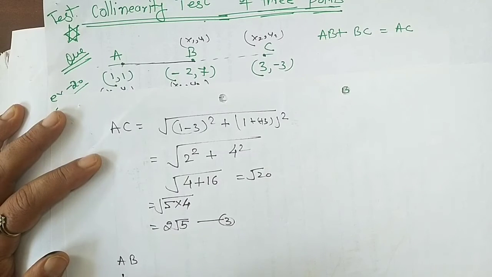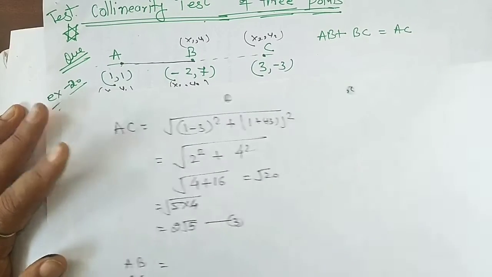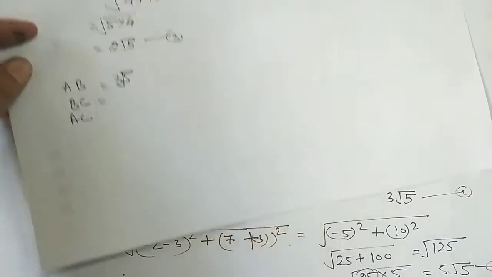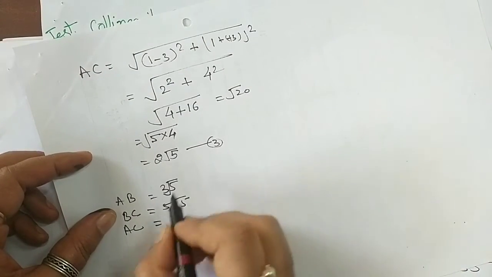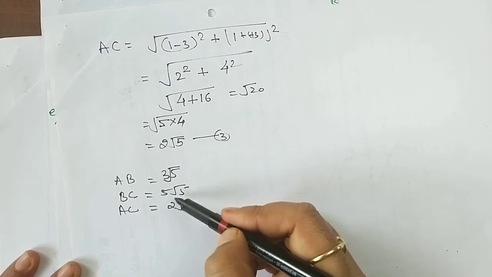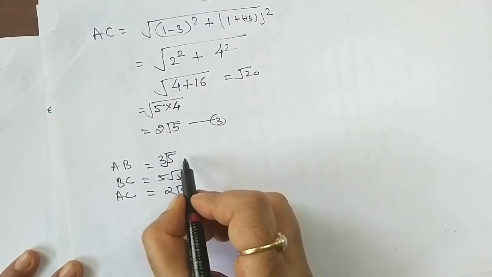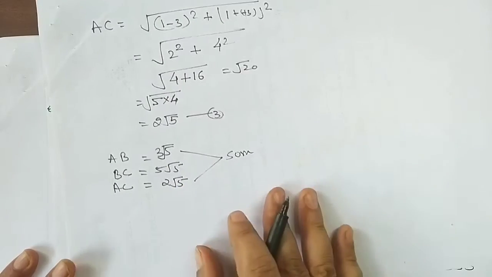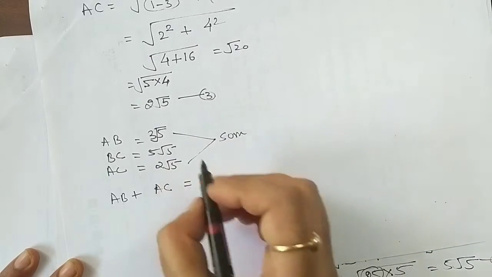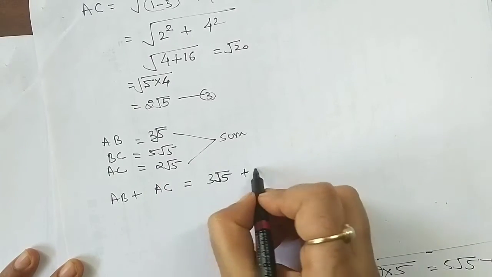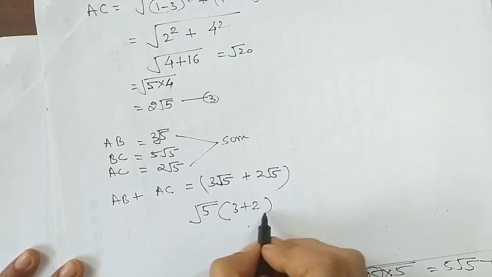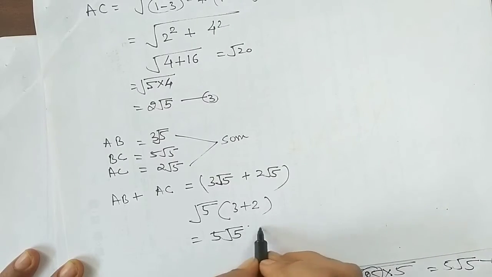So if you see, let me write down everything at one place. AB, BC and AC. Okay. So AB I got 3 root 5. BC I got 5 root 5 and AC I got 2 root 5. So AB plus BC is not this, but you can see the sum of these two. If I take AB plus AC, what will I get, guys? 3 root 5 plus 2 root 5. Okay, can I take root 5 common? So 3 plus 2 is 5. So 5 root 5, which is how much?